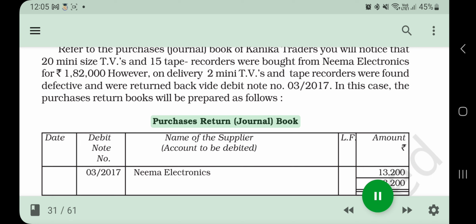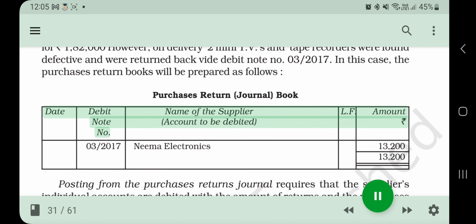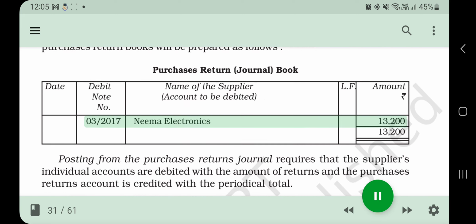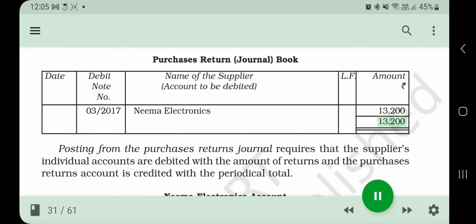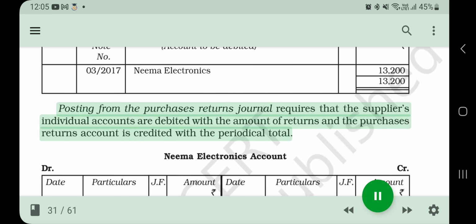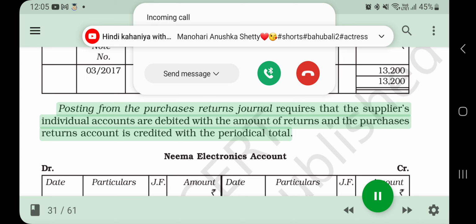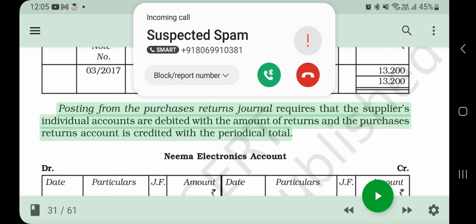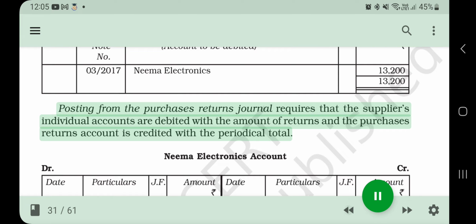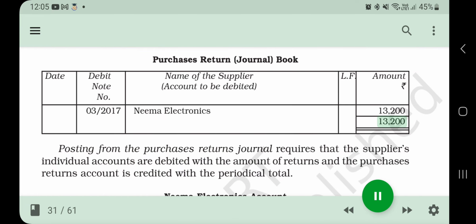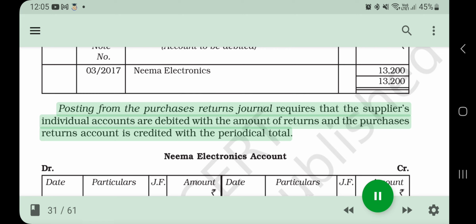Purchaser's Return Journal Book. Date, debit note number, name of the supplier, LF, amount, account to be debited. 03/2017 Nima Electronics 13,200. Posting from the Purchaser's Returns Journal requires that the supplier's individual accounts are debited with the amount of returns and the purchaser's returns account is credited with the periodical total.